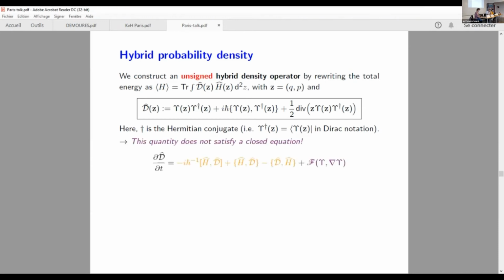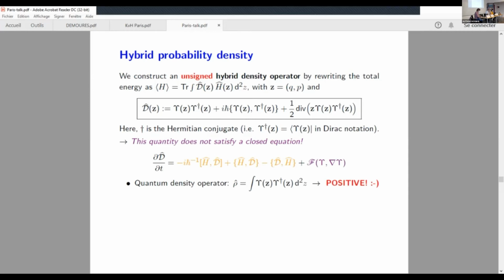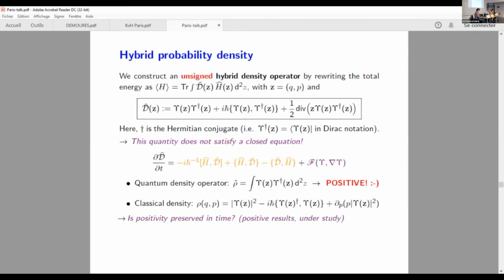I will not go through details here, but I will tell you how we actually compute the quantum density matrix out of this operator. And this was a nice surprise at the beginning: we actually do get something that is positive. Since this is positive, we preserve the Heisenberg uncertainty relation and all the nice properties from quantum mechanics. We also can compute a classical density. Is positivity of this thing preserved in time? We have positive results. This is a question under study. I will show you a theorem at the end.